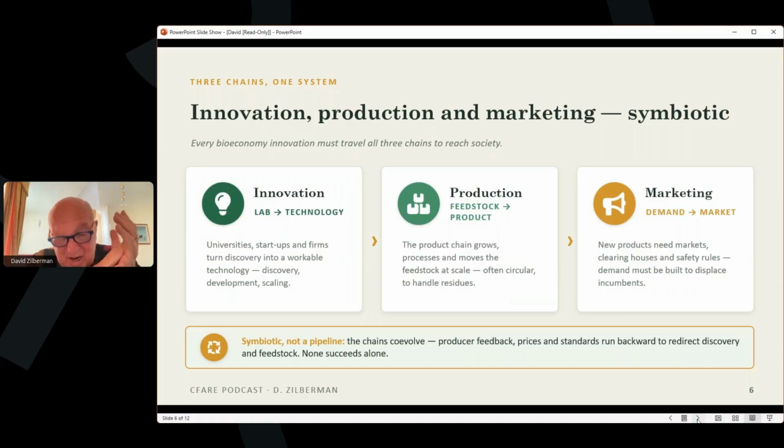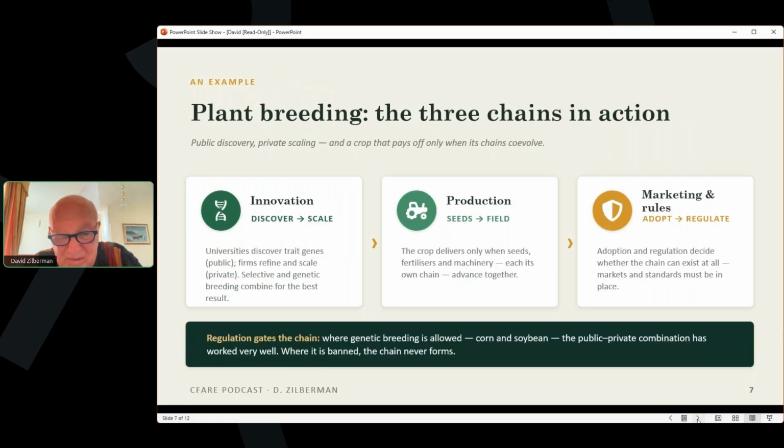These supply chains are symbiotic in the sense that feedback from the consumer goes back to the innovators. The innovation can be done in both the public and private sector, and the interplay between the innovation supply chain, product, and marketing, reflecting demand and supply, is crucial for the evolution of the bioeconomy. Now, you see it in plant breeding, where all three chains are working together.